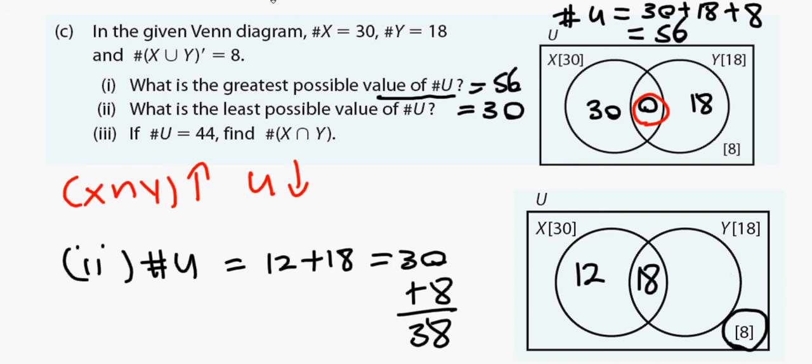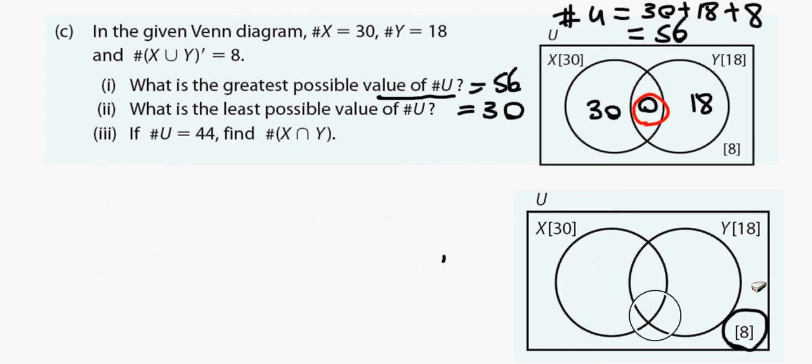Next part. If u is 44, find x intersection y. So what we can do for this one is say that x intersection y is x. This makes x only 30 minus x. This makes y only 18 minus x. And we know that u is 44. So add all this together to get 44.